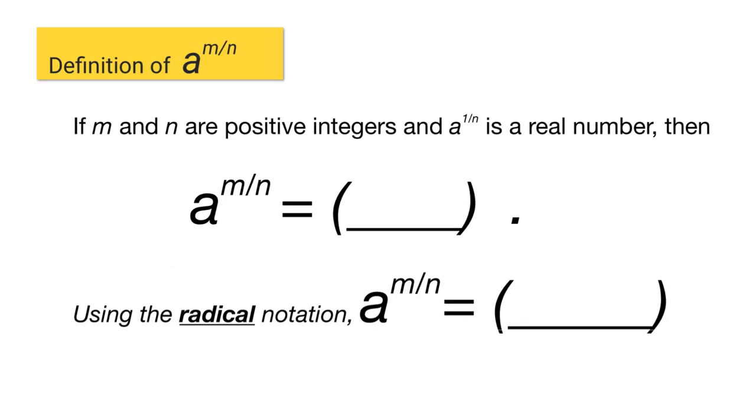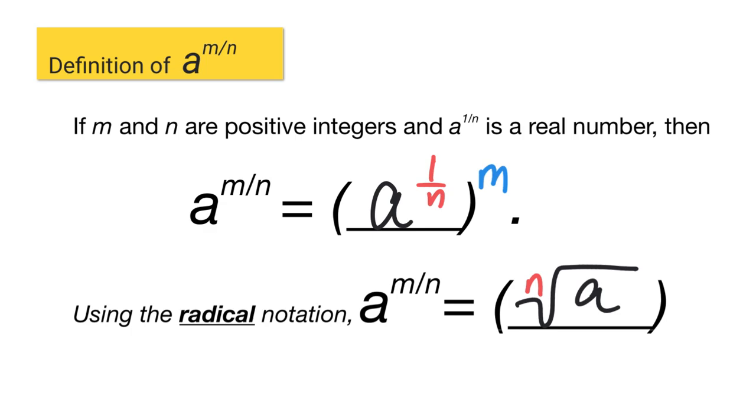Definition of a raised to m over n. So if m and n are positive integers and a raised to 1 over n is a real number, then a raised to m over n is equivalent to saying a raised to 1 over n, and we're going to raise it again to m. Now, using the radical notation, we can simply say that a raised to m over n is equivalent to the nth root of a raised to m. So this is the big idea on this definition of a raised to m over n.